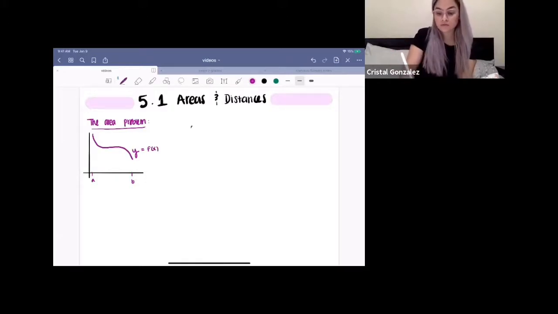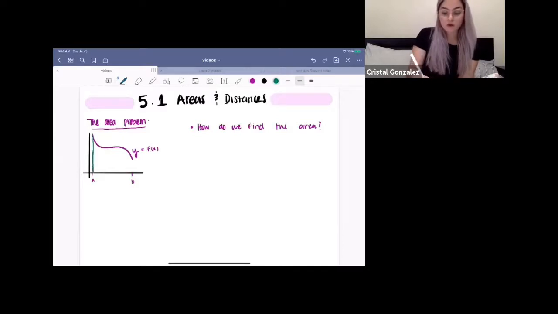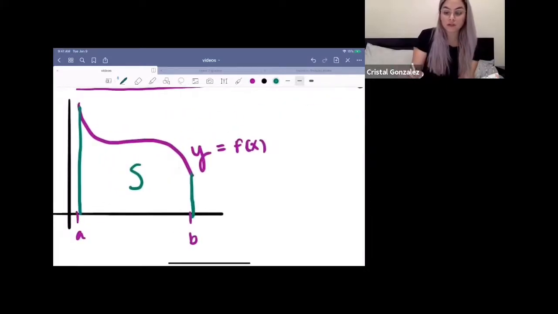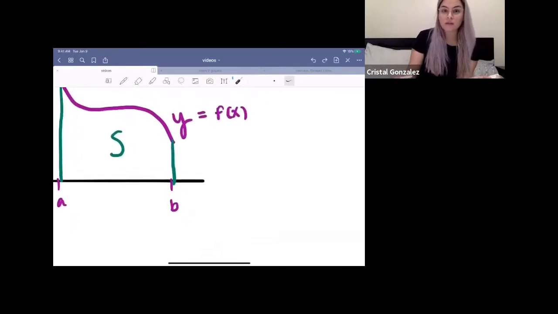So how do we find the area? Well, if I want to find the area, maybe it's a good idea to draw some bounds. And now our job is to find the area under the curve, which I'm going to call S here. So we're going to try to find the area of this surface right here. Okay, but here's the thing. How do we find the area of something that looks like this?